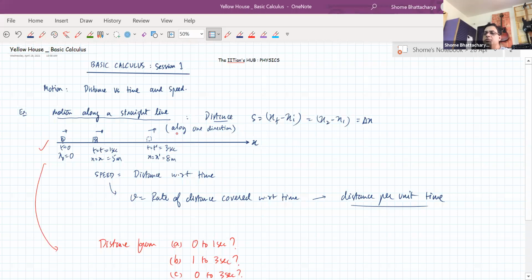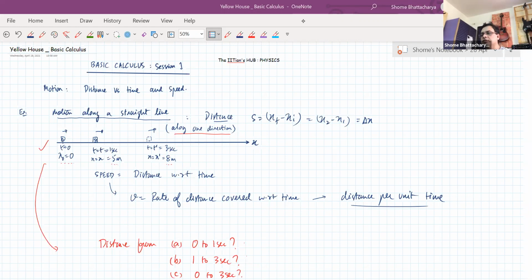Imagine this is what is happening. It is moving along one direction, not reversing back or anything. So an object moving along a straight line in one particular direction. I have these three pieces of information: at t equal to 0, its coordinate was 0. At t equal to 1 second, its coordinate became 5 meters. And at t equal to 3 seconds, its coordinate became 8 meters. So what can we say about these three?